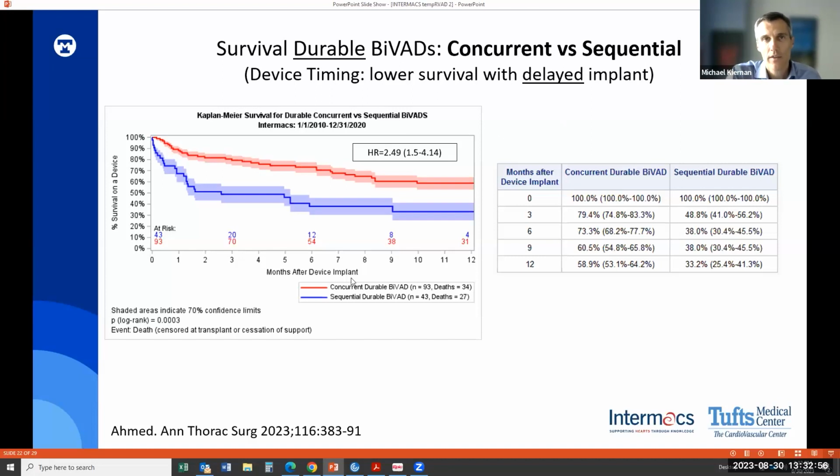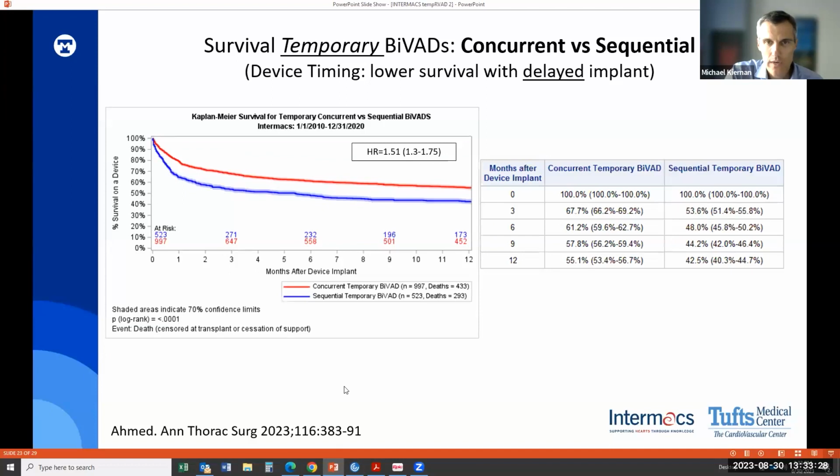So this is now the next two slides just look at durable versus temporary, but they mirror each other. In red is concurrent. So the simultaneous RVAD placement patients do better than those when there's any delay in placement. And again, the risk of dying is about 2.5-fold higher when there was a delay to putting in that durable RVAD. Again, low numbers, so this would be the HeartMate 3 BiVAD type group.